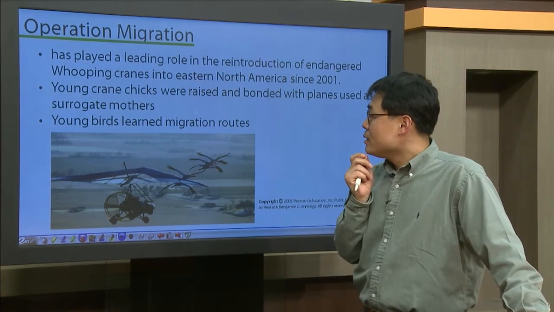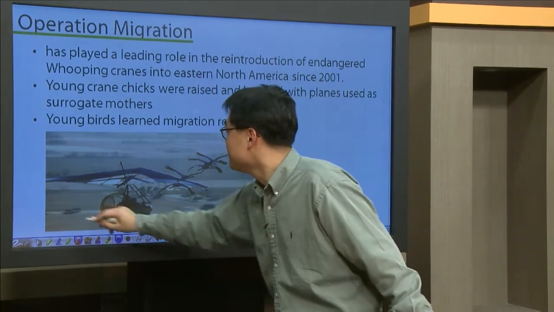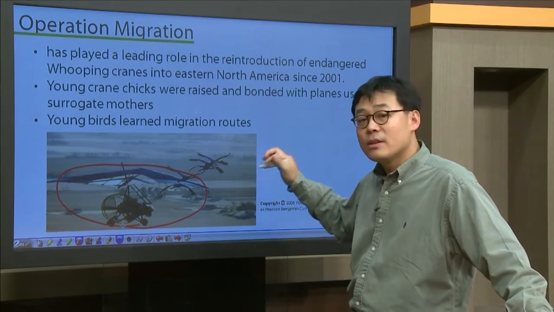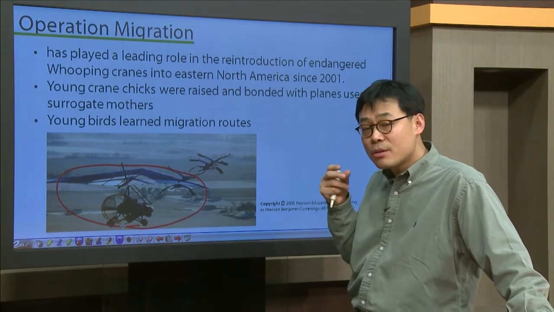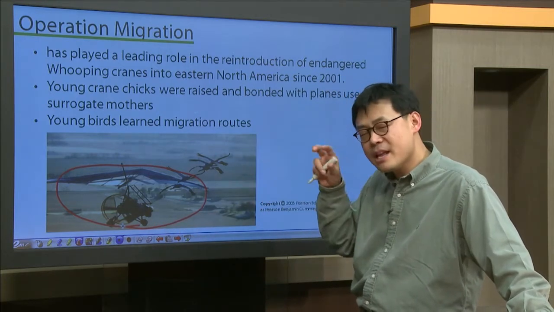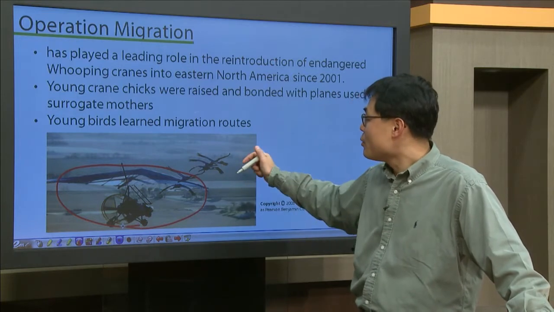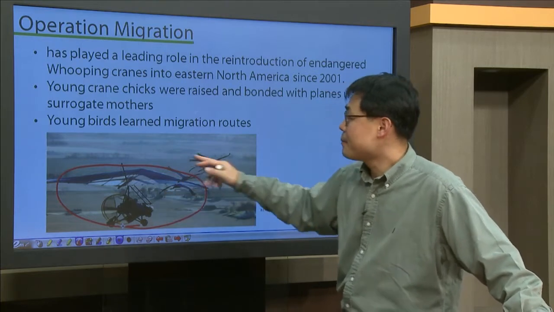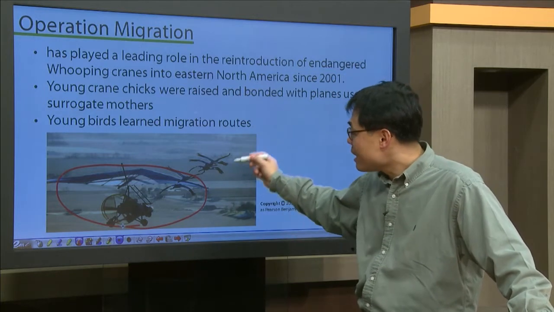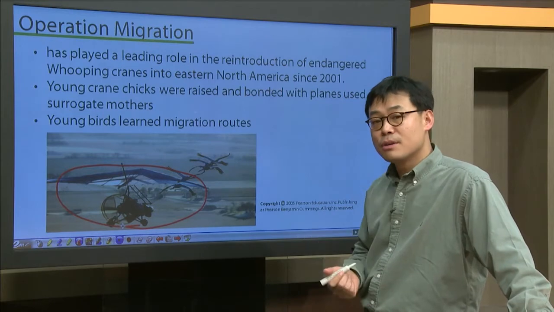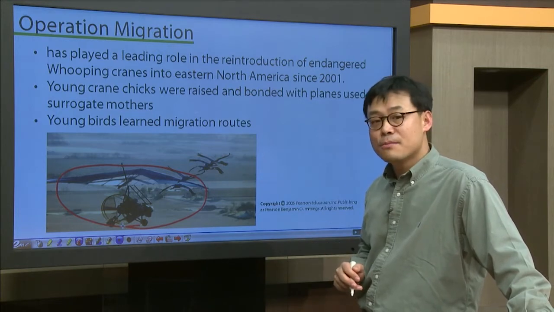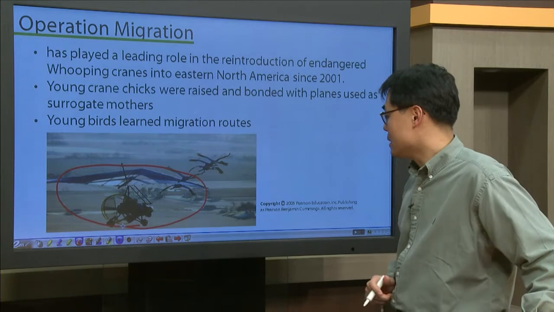So what they used was an airplane, a real tiny airplane, mimicking their moms, so that when the chicks of this crane hatched, they heard the engine noise of this airplane, and saw something like airplane-shaped toys. That was what they saw first. So they were imprinted to this airplane. By the time these young birds were old enough to migrate, they followed the small airplane to either their breeding ground or their wintering ground. So people used imprinting critically for the reintroduction of this species in North America.